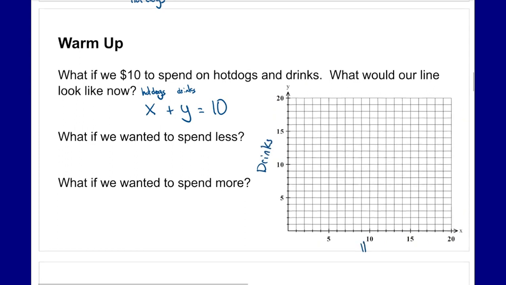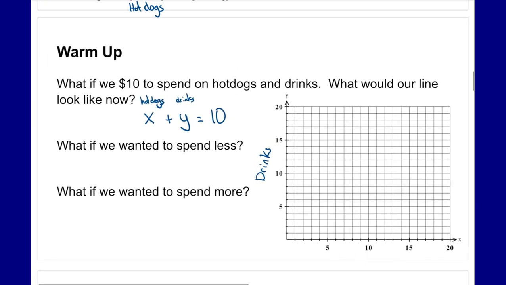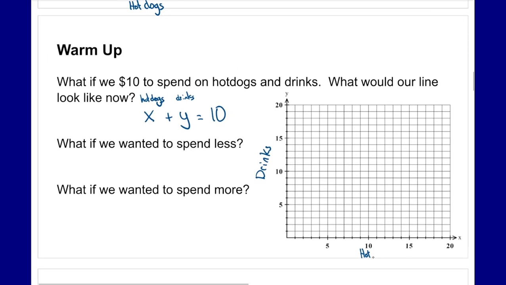So drinks, hot dogs, oops. So we could have 10 drinks, no hot dogs. We could have 9 drinks, 1 hot dog, 8 drinks, 2 hot dogs, 7 drinks, 3 hot dogs, and so on. You can probably see where we're headed. Very similar to the last one. So that is our equation, or graphically, that's what our line would look like.